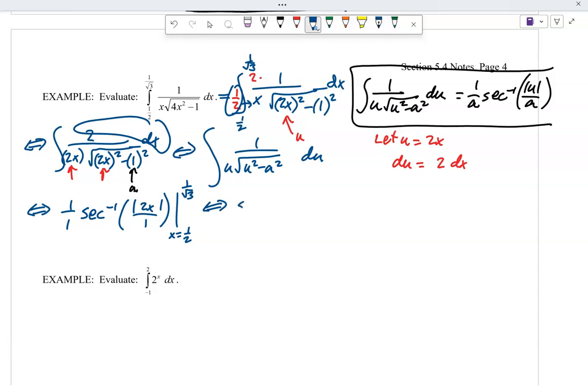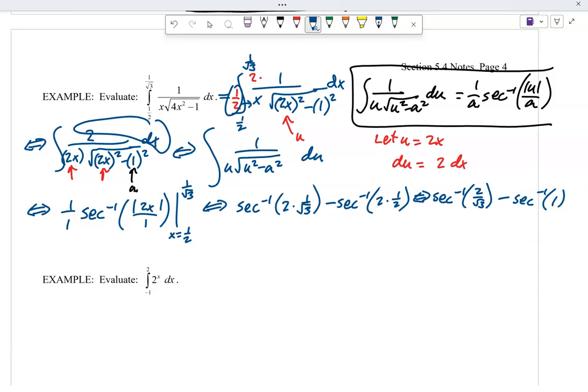Arc secant of 2 times x, and notice that the x's here are both positive, so I'm going to drop that absolute value. So 2 times 1 over root 3 minus arc secant of 2 times the half. And so we've got arc secant of 2 over root 3 minus arc secant of 1.